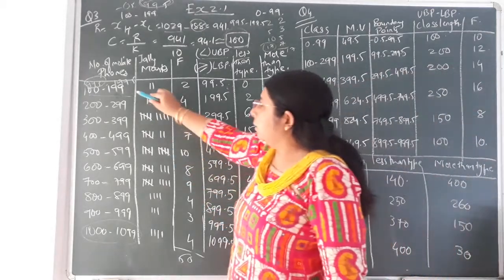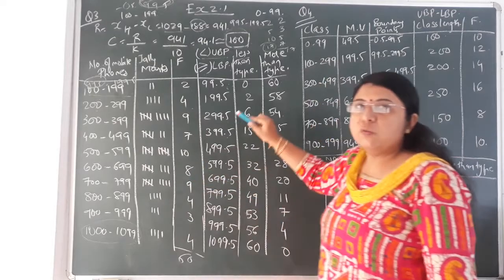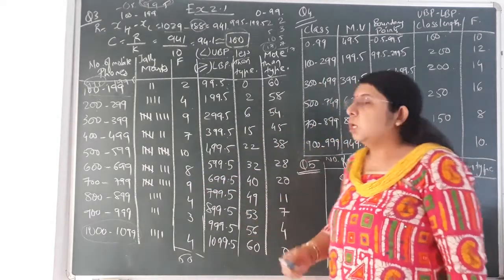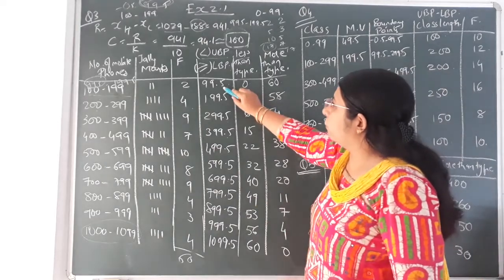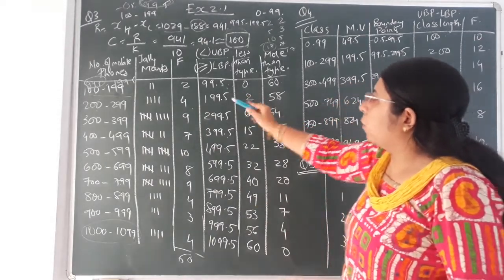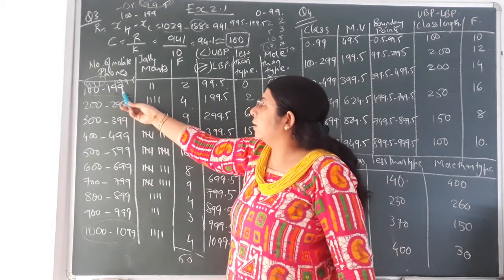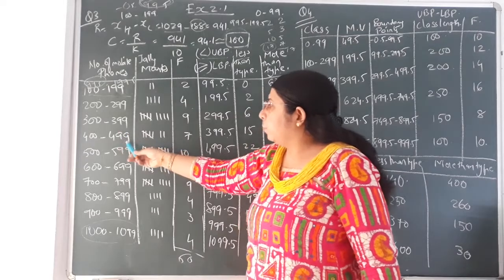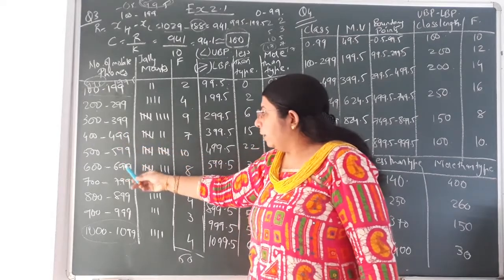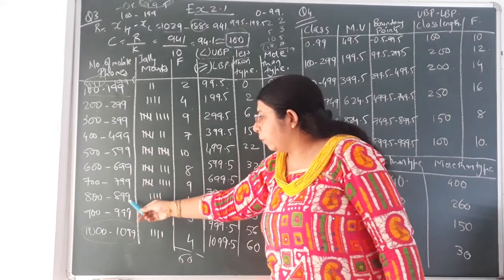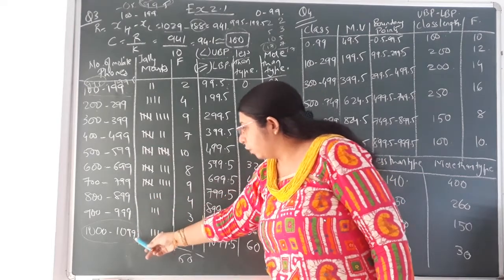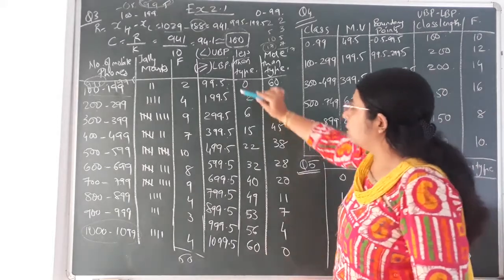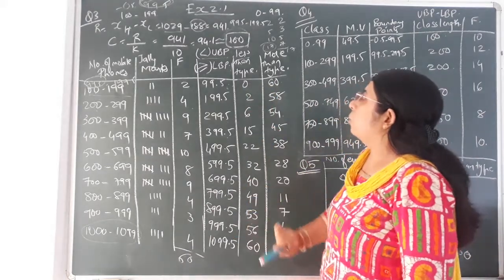Always make it clear that compared to the number of classes, the upper boundary points would be one more than the number of classes. So starting with 99.5, the upper boundary point of the next class, that is the second class, is 199.5, then 299.5, 399.5, 499.5, 599.5, 699.5, 799.5, 899.5, 999.5 and 1099.5. In this way you will get the upper boundary points.